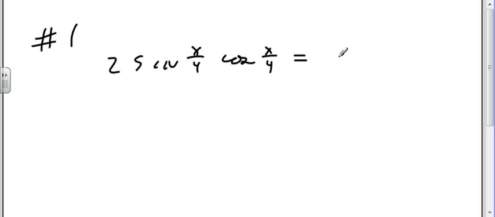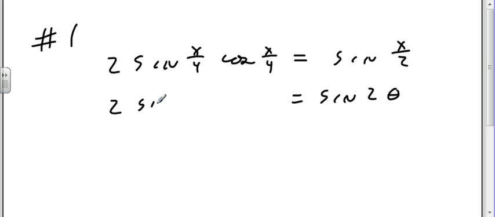All right, so we'll start with number 1. 2 sine x over 4 cosine x over 4. Because we're in this chapter, we can just write down the answer as sine x over 2. Because the sine of 2 theta is 2 sine theta cosine theta, and theta is x over 4. So 2 times x over 4 is x over 2. Did I do that wrong?